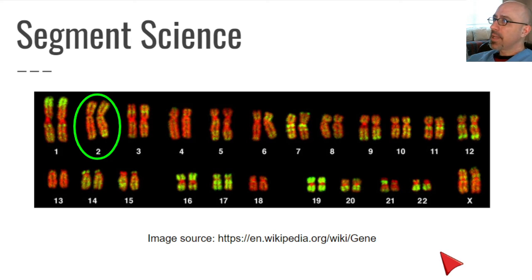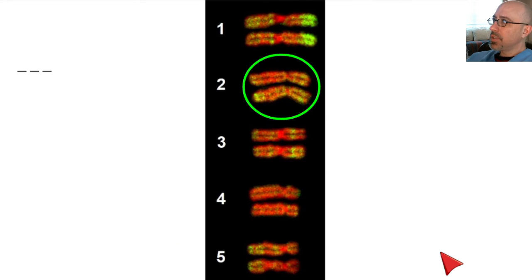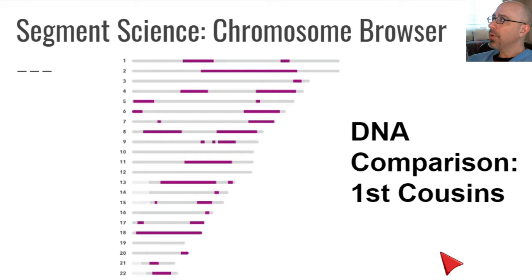And in an upcoming example, I'm going to focus on chromosome 2. We'll flip this image on its side to put it into a configuration that we typically see with chromosome browsers. And this is a chromosome browser for a pair of first cousins. It's a real chromosome browser comparison for two first cousins. And you can see these purple areas. Each one of these bars represents a pair of chromosomes. So each pair of chromosomes is represented by a bar.